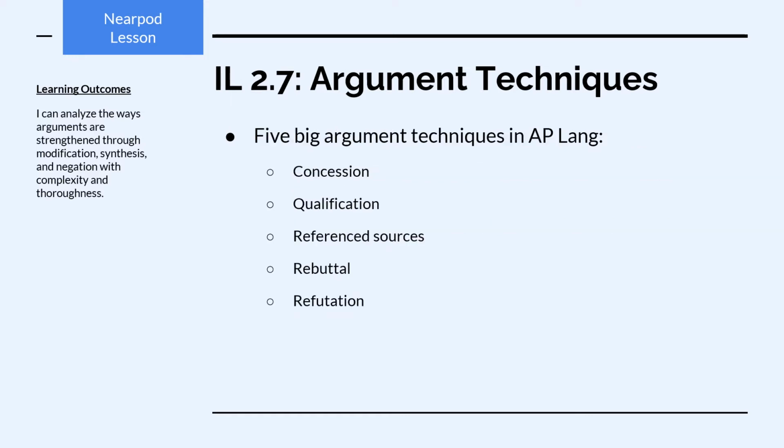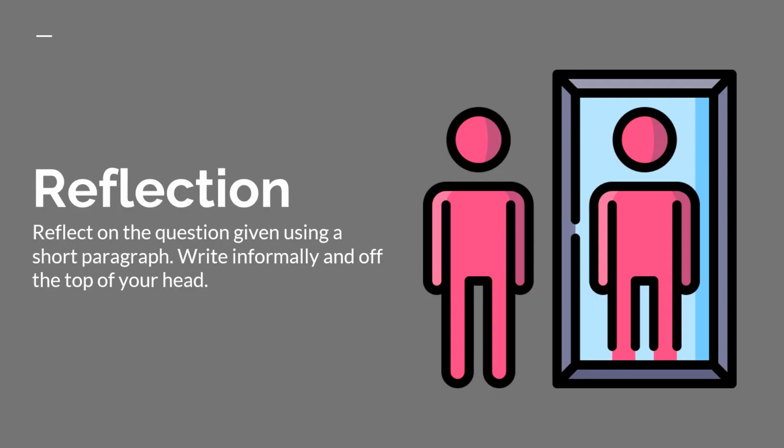And there are 5 big argument techniques listed in the AP Lang course documents that you need to know for the exam. They are concession, qualification, referenced sources, rebuttal, and refutation. But before we get too much further into this lesson, go ahead and pause this video and complete the reflection that you're given there. Remember, on a reflection response, just write informally and off the top of your head.